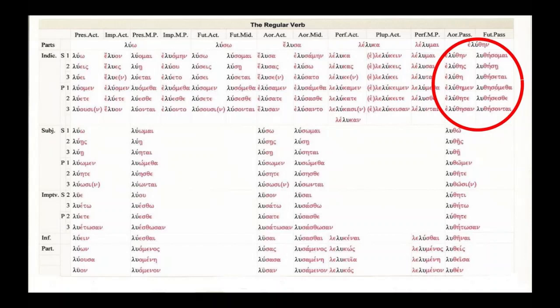This just tells you it's passive. This tells you whether it's first, second, third, singular, plural, he, she, it, they, that kind of thing. So the ending will unfold that. The theta eta will just tell you it's passive. It's happening to them instead of them doing it.